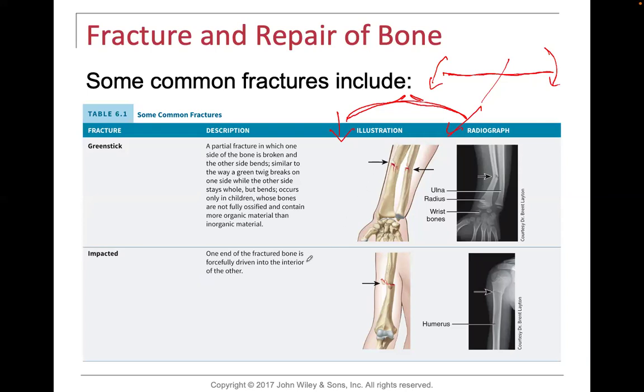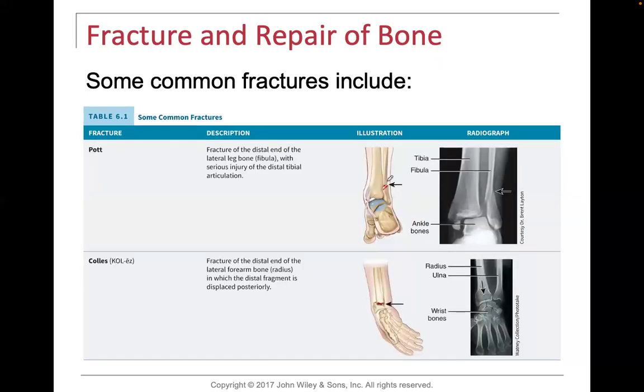Impacted is when one of the ends of the fractured bone is forcefully driven into the other. It's compressed in, impacted. A Pott's fracture is a specific term used to explain a fracture of the distal end of the fibula, so it involves the ankle. And a Colles fracture is specific for the distal end of the radius, where it goes posteriorly.